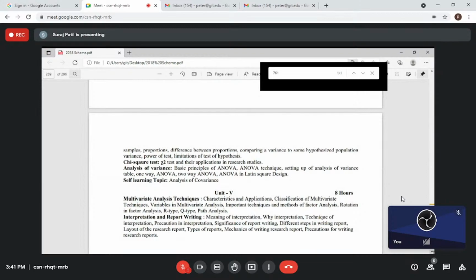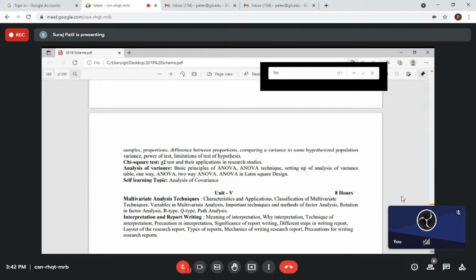Under unit 5, we can also go for a higher approach, wherein the research can be taken up with multivariate analysis techniques that include variables in multivariate analysis, important methods, factor analysis, and rotation in factor analysis. In the syllabus, report writing is also included, so that report writing will help in various research aspects, and some patents also can be taken up. These will be learned in chapter number 5.